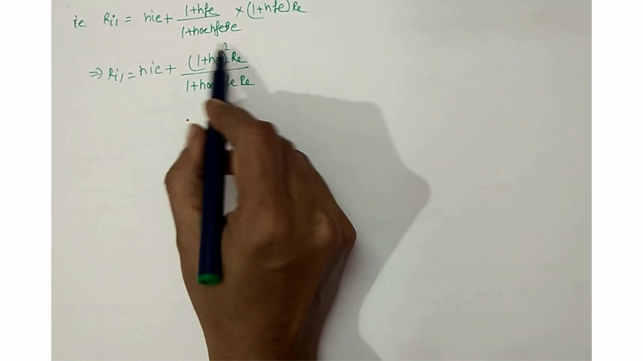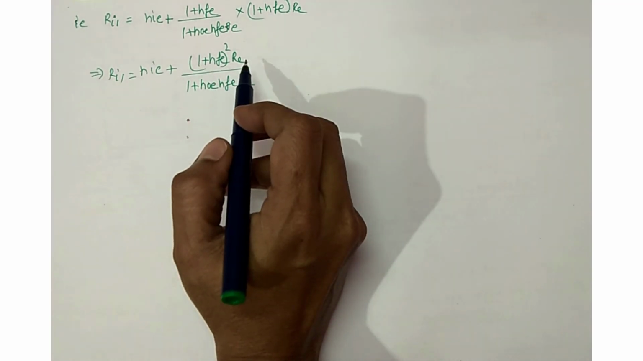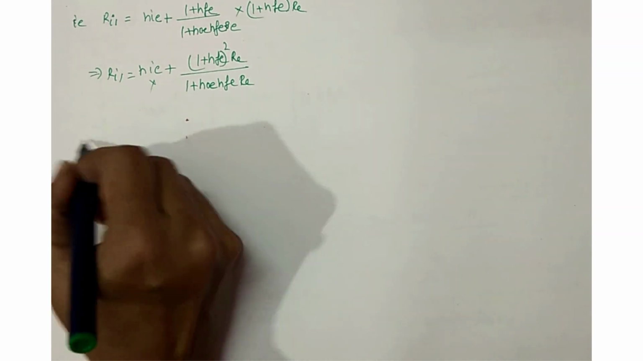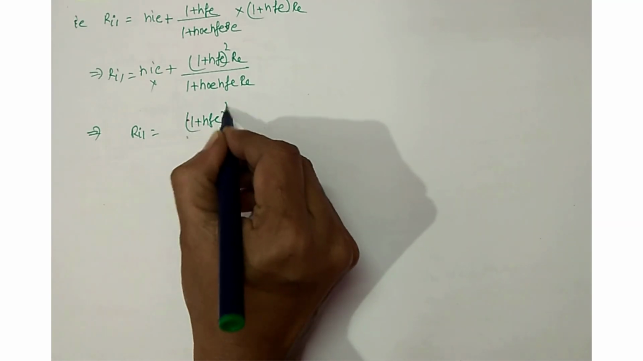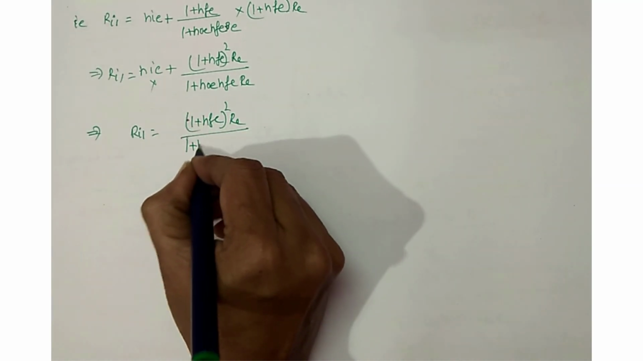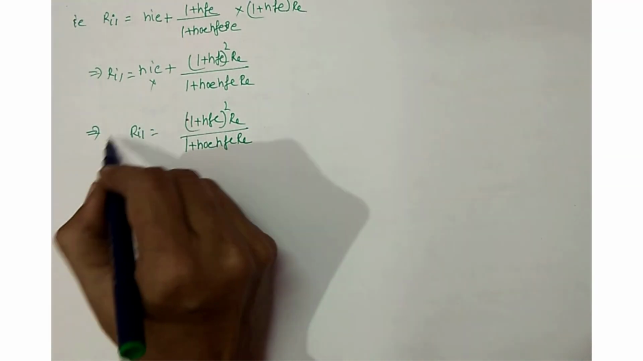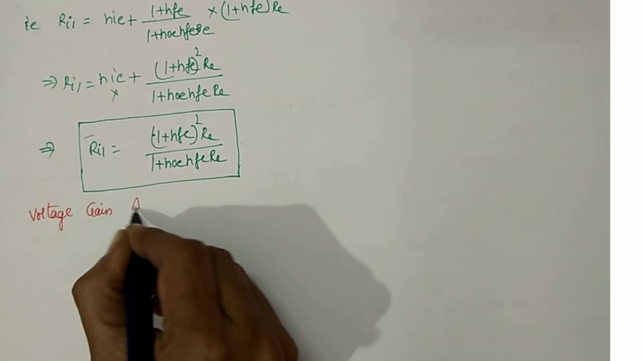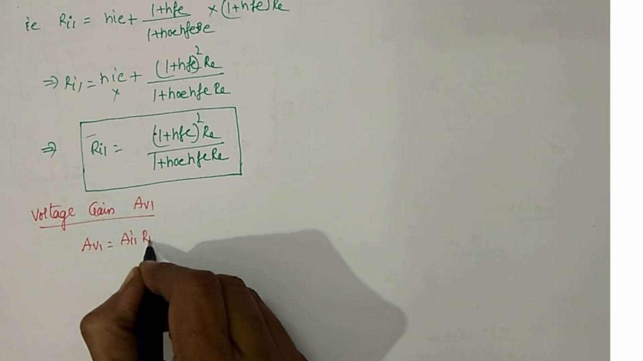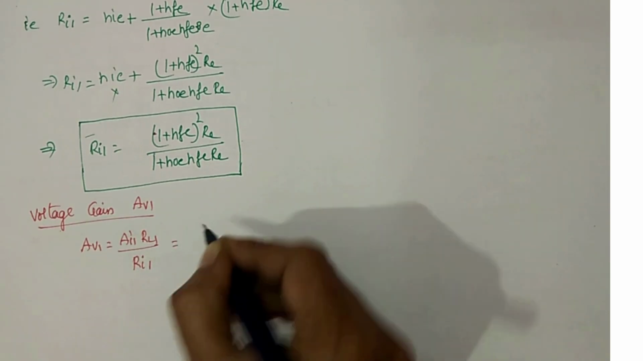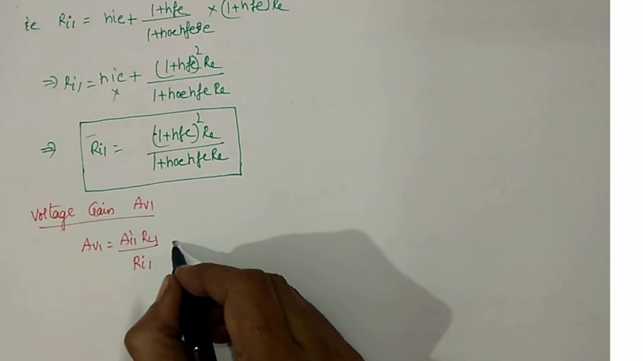Okay. And here also, this (1 plus HFE) whole square RE is very high compared to HIE. HIE typical value is 1.1K, so you can neglect this. So totally your Ri1 is (1 plus HFE) whole square into RE by 1 plus HOE HFE RE. Okay, so this is your Ri. The third one is voltage gain AV1. AV1 is, we know it as AI1 RL1 by Ri1. Just substitute AI1, RL1 and Ri1, and you'll get AV1.